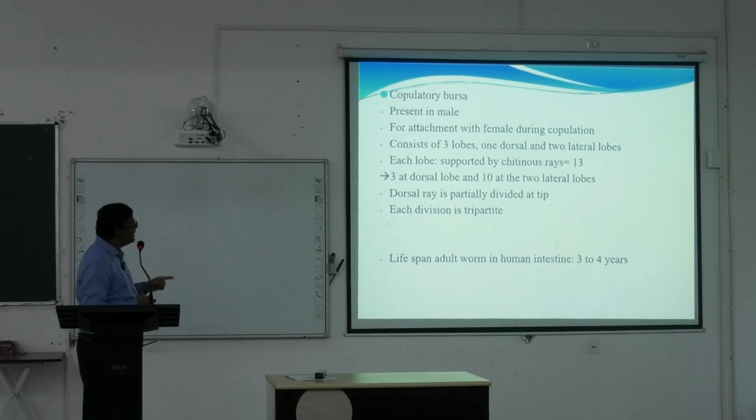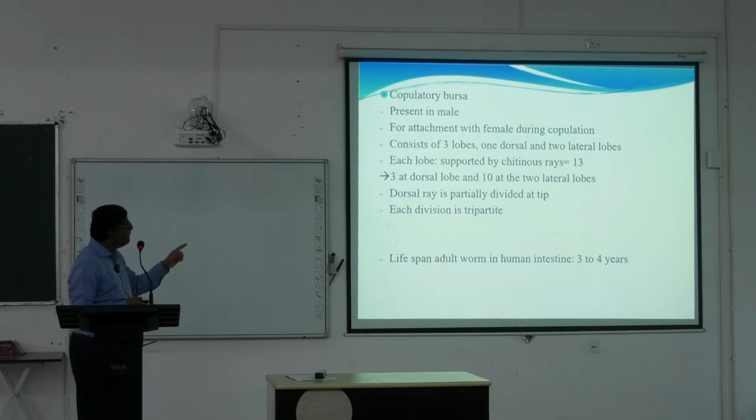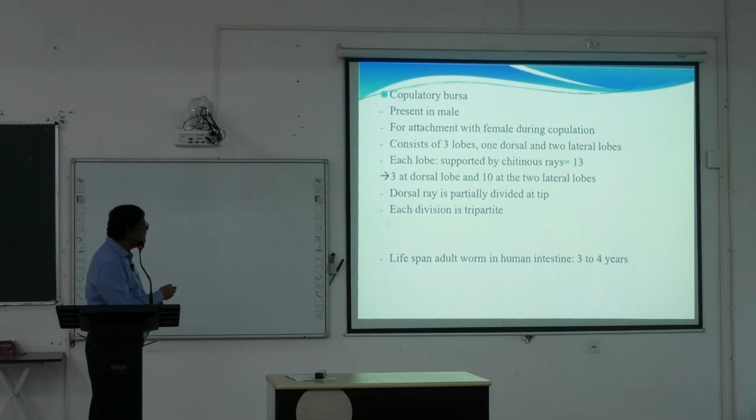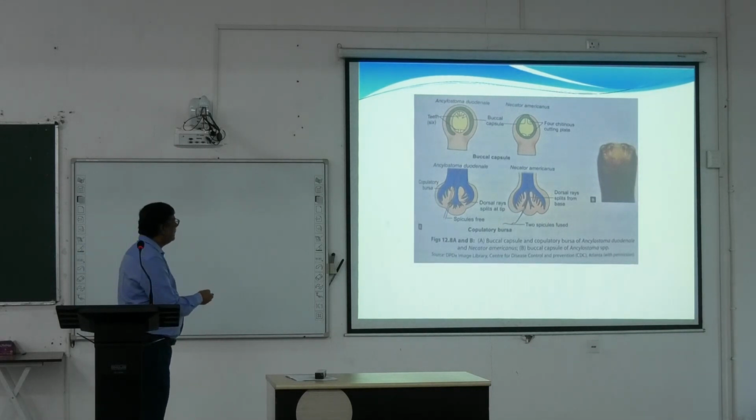3 rays at the dorsal lobe and 10 at the 2 lateral lobes, so the bursa is supported by chitinous rays, 13 in total. Here you can see the spicules. This is Ancylostoma duodenale.